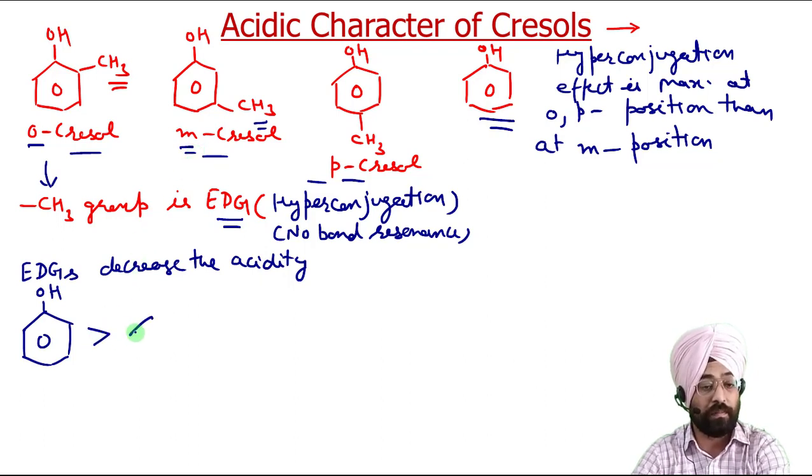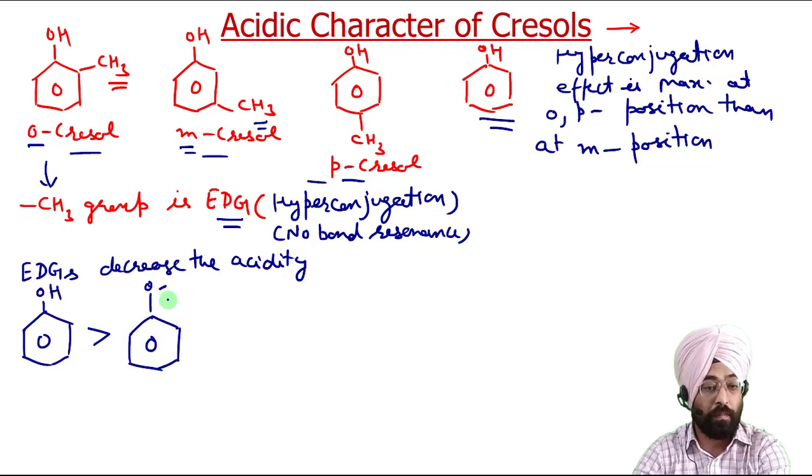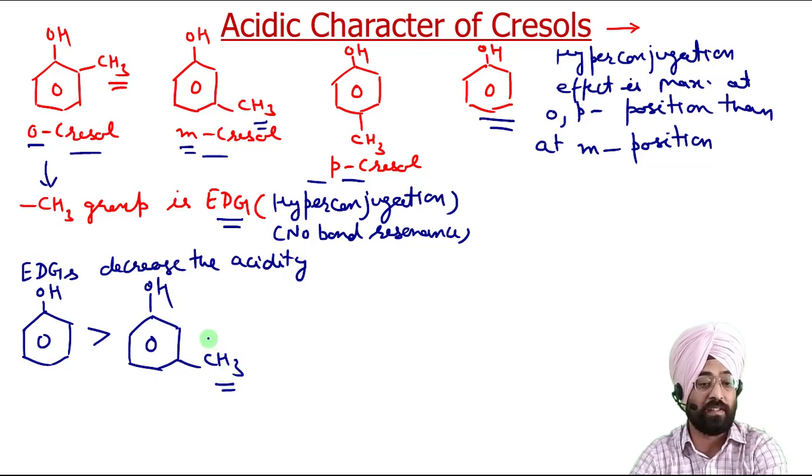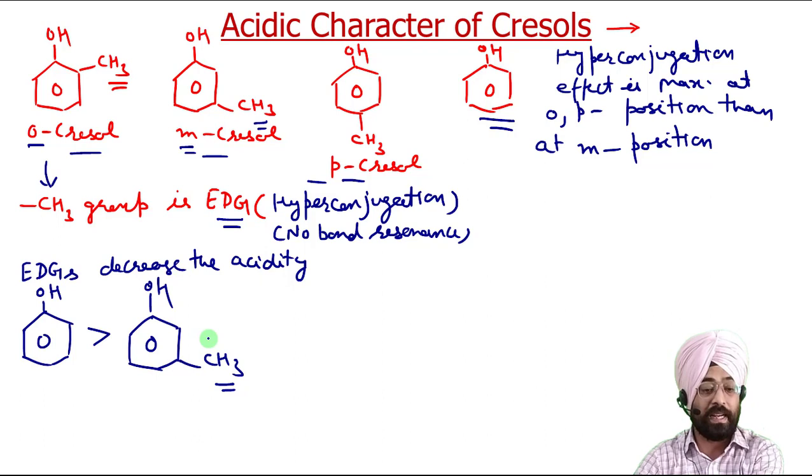So next comes your metacresol. Because at the meta position the electron donation capacity of the methyl is least compared to ortho and para, it is more acidic, because electron donation decreases the acidity. So metacresol is more acidic than ortho and para. Now for ortho and para, we have field effects. So ortho is least acidic, then comes meta.